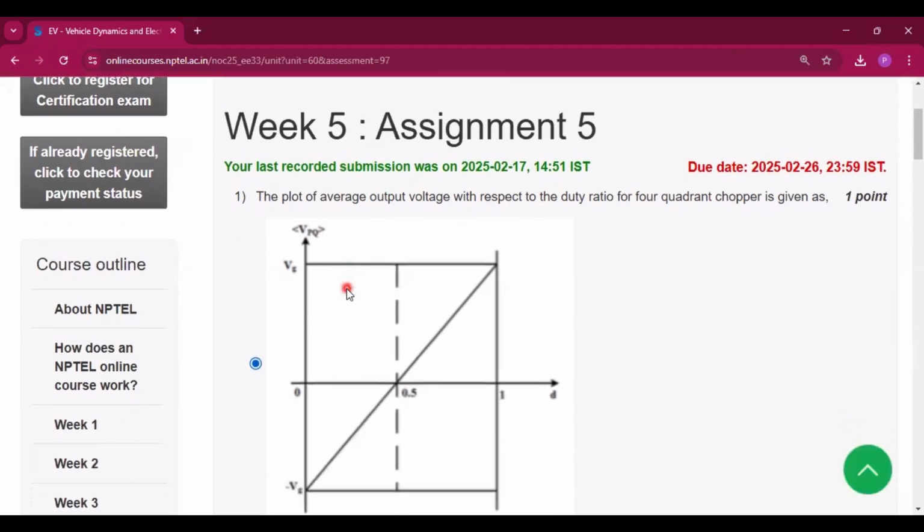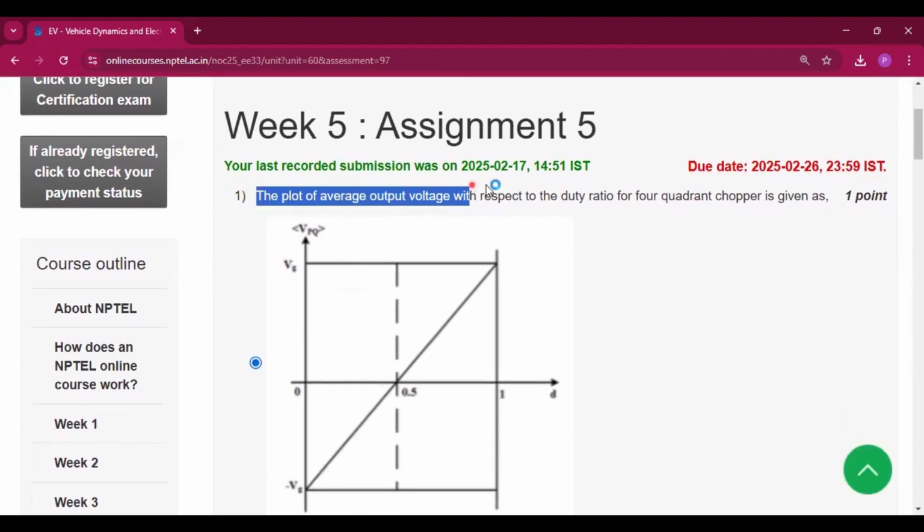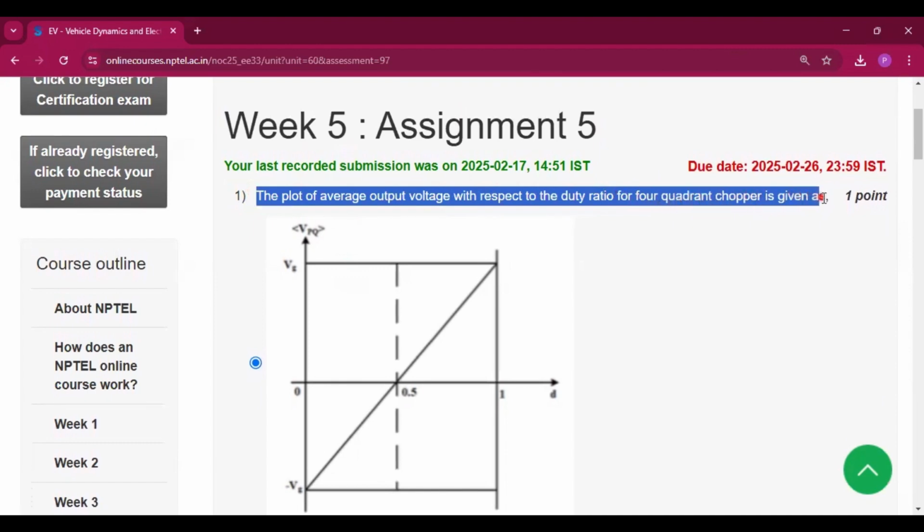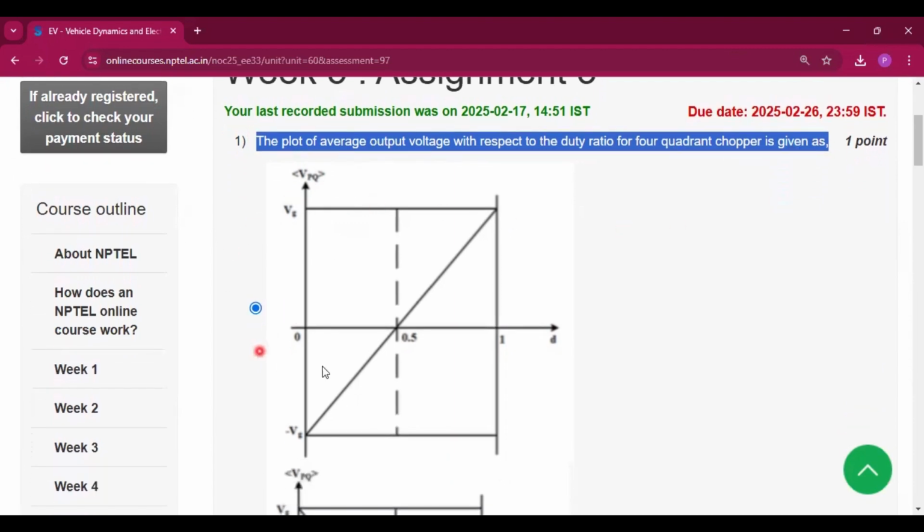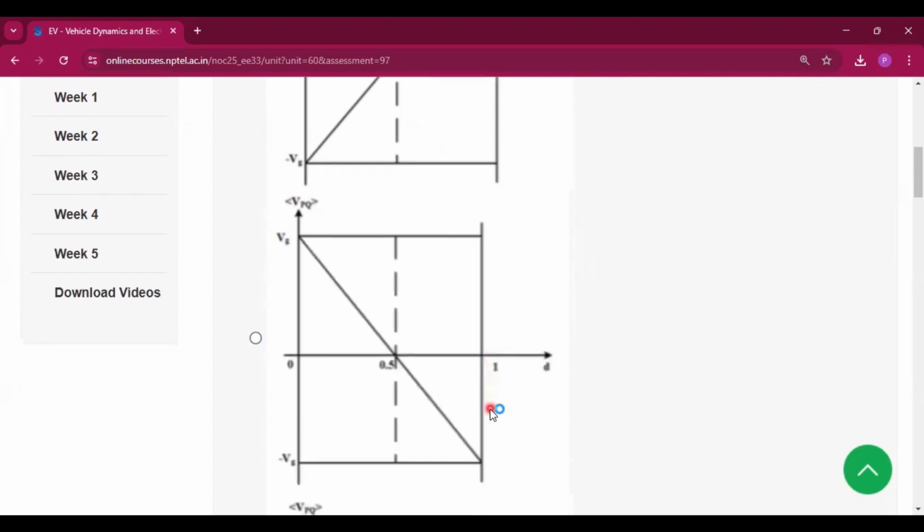So the first question is the plot of the average output voltage with respect to the duty ratio for the 4 quadrant chopper is given as. So the first option will be the answer of question number 1.